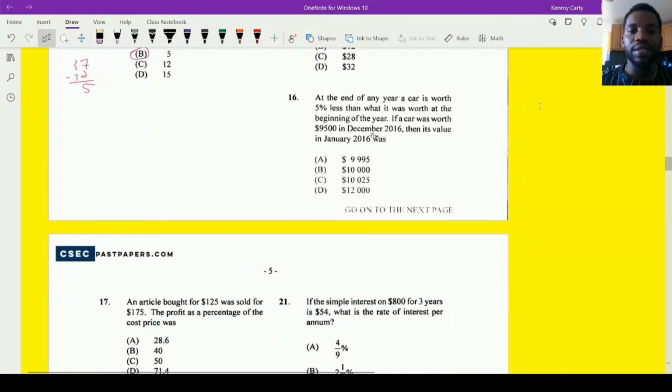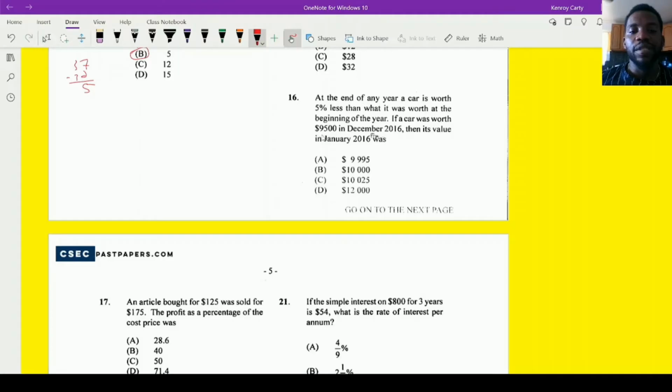Alright, let's go down. Question 16. It says at the end of any year, a car is worth 5% less than it was worth at the beginning of the year. If a car was worth $9,500 in December 2016, then its value in January 2016 was. Alright, very good question. December 2016, that's the end of the year. January 2016 would have been at the start of the year.